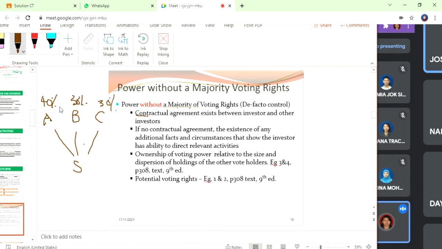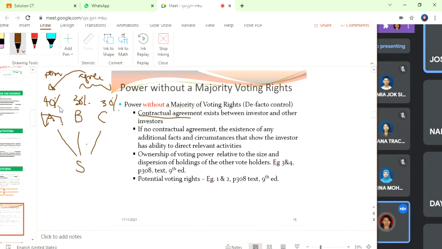However, if there is a contractual agreement between A, B, and C, whereby B and C agree to grant A the power to direct the relevant activities of the subsidiary S, then A has control. A will become the parent company and A will do the consolidation. So you have to look at the contractual agreement.